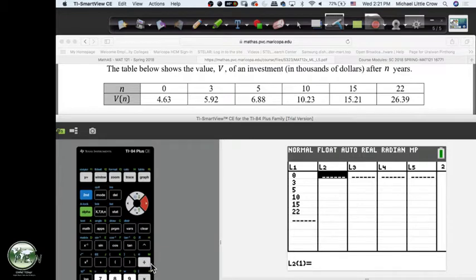Here we go. Okay, so we've got 4.63, 4.63, enter, 5.92, and people ask, do I really have to put these all in here? What do you think? Yes, because if you leave one out, the regression will be different because it doesn't have all the information. It's just like, leave one piece of information.